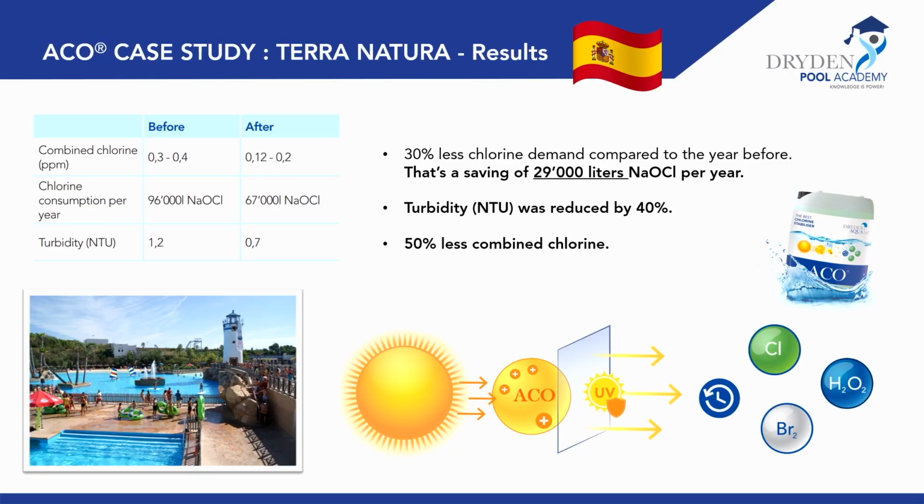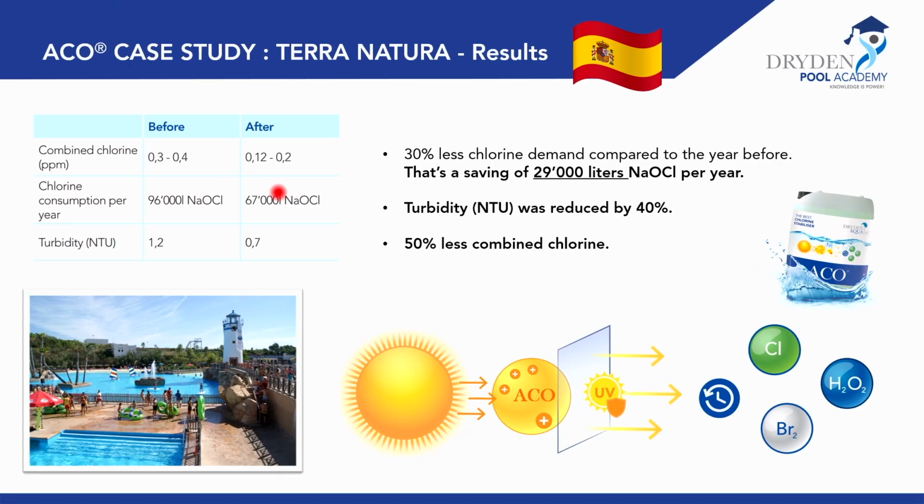And all they did in this case was to manually dose ACO at 15 ppm over the season and to see what results they get. And these are the results. You see here before and after, and this is the consumption per year they had. The 96,000 liters of liquid chlorine without ACO went down to 67,000 liters with ACO. So that's a saving of 29,000 liters for the year. This is quite some trucks of liquid chlorine. Very good savings, very easy to dose, and in this case, 30% less chlorine demand.